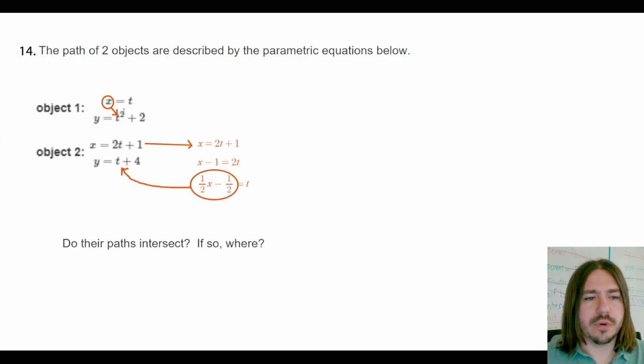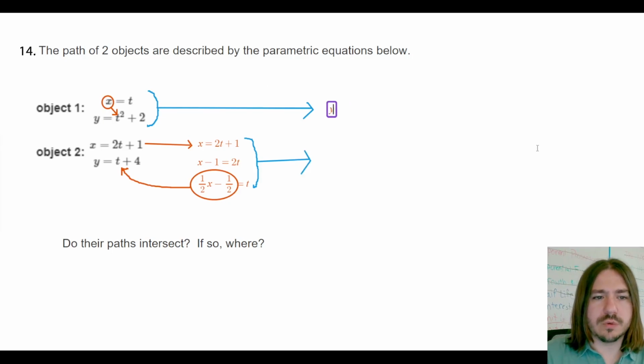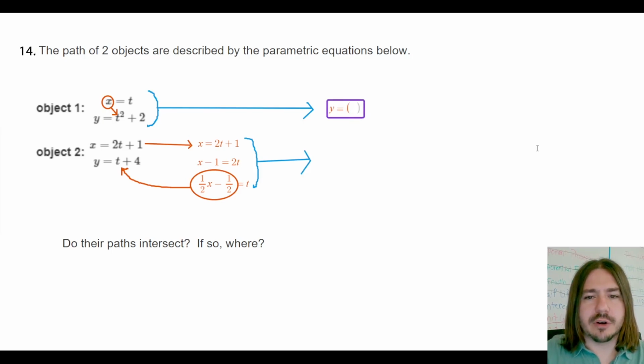Okay, so I'm going to end up with two equations here. For object 1, I'm going to end up with this equation that I'm going to type over here. And then for object 2, I'm going to type that equation right here. And they're both going to be solved for y. So the first one is going to be y equals, and then instead of t, I'm going to write x, since t equals x. And since it's just a single variable there, we don't really need the parentheses. It's x squared plus 2.